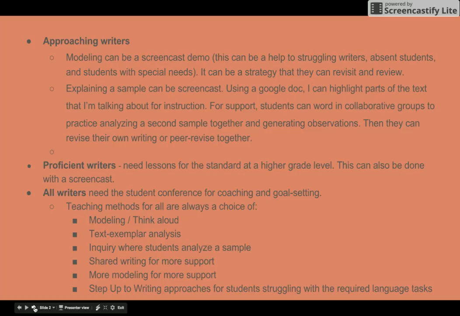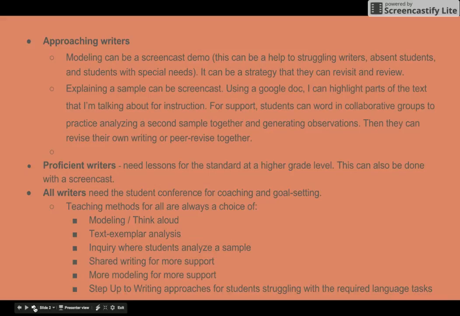Then you can put approaching writers in collaborative groups where they help each other, practicing analyzing a second sample that you've handed out to them. They need to generate observations on what types of elements or qualities the writing has and what strategies the writer is using. Then they can go on to their own writing. So with very minimal help from you as part of the class is working, you can work with your struggling students that essentially need guided instruction, especially if they have learning disabilities.